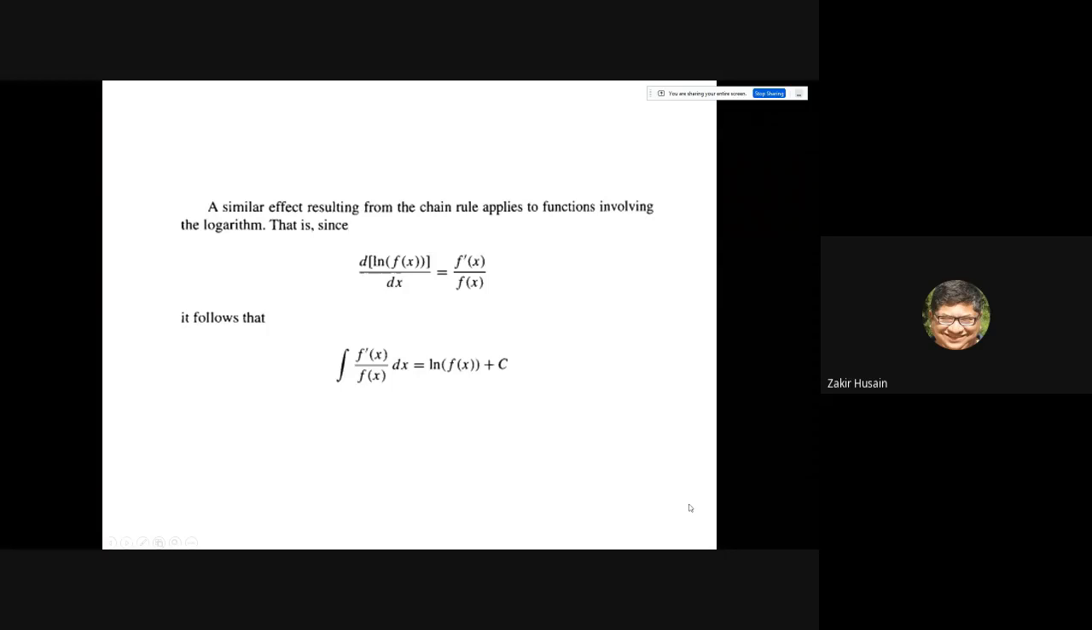Okay, so here we have got the chain rule that if you take the log of a function, then this is f prime x by fx. So if you have f prime x divided by fx into dx, it simply means that the original function will be log of fx. Okay?